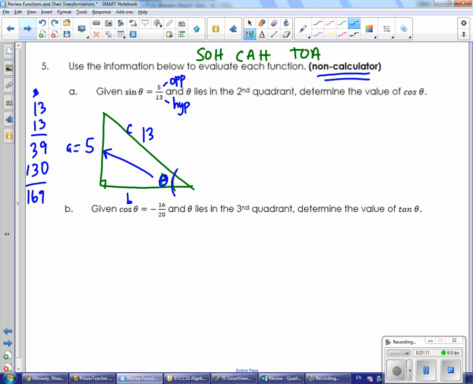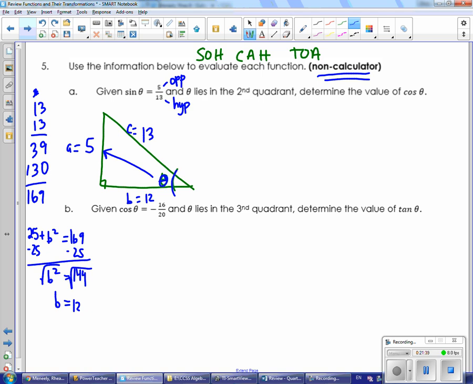So if I'm thinking about my Pythagorean theorem, if I call this A, and I call this B, and I call this C, then I know 5 squared, which is 25, plus B squared has to be equal to 169. And if I subtract 25 from both sides, I get that B squared is equal to 144. We take the square root of both sides, and that tells me that B is equal to 12. Okay, so that is just the preliminary work that you need to do to set up this problem.